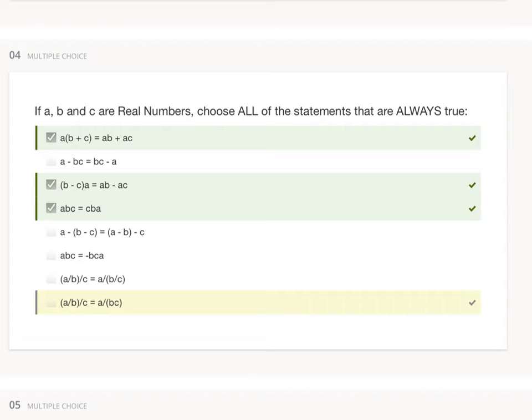Hi, Tyler. I'm looking at, I think this is the question you must have gotten wrong, right? So the last part, a divided by b divided by c versus a divided by b times c.